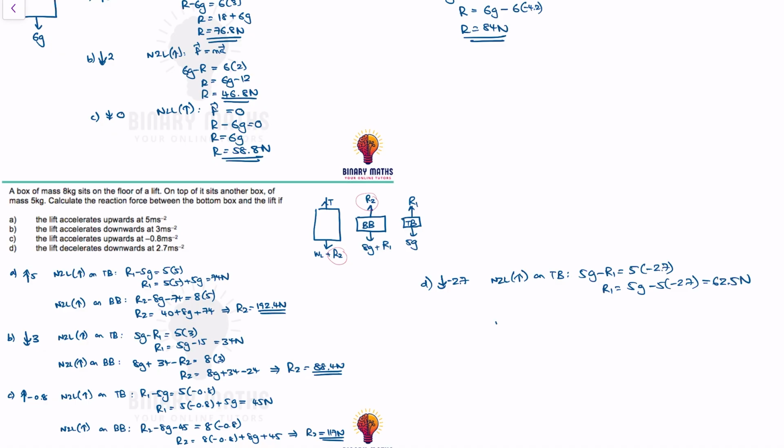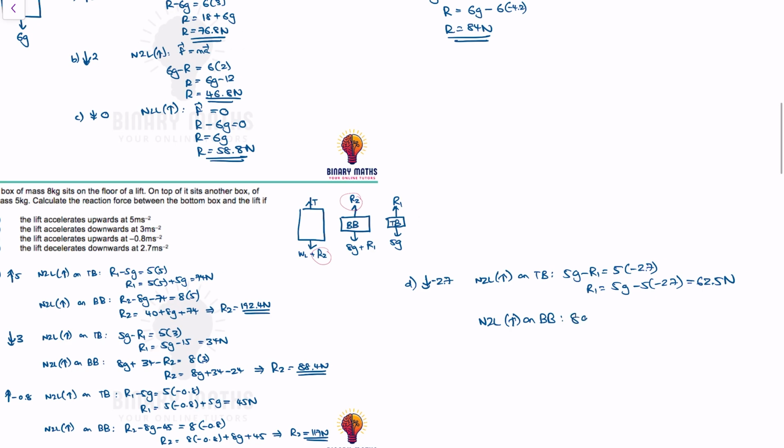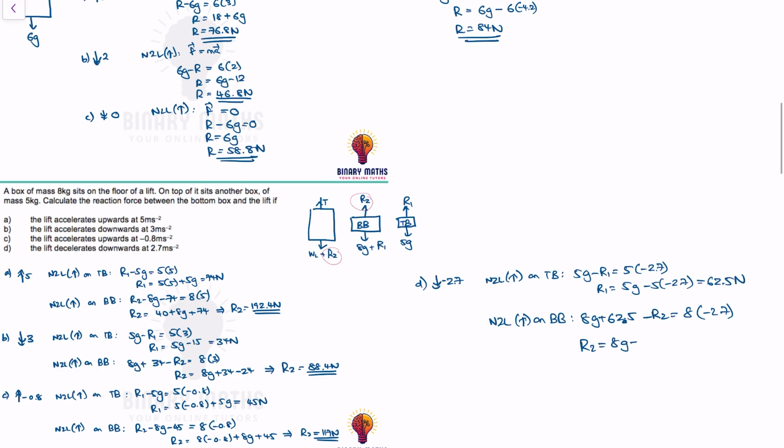Okay, so now we do Newton's second law vertically on the bottom box. Because it's traveling down, we know 8g plus R1, which is 62.5, minus R2 is equal to 8 times negative 2.7. So if we rearrange it, R2 will be equal to 8g plus 62.5 minus 8 times minus 2.7, which implies R2 is equal to 162.5 newtons.